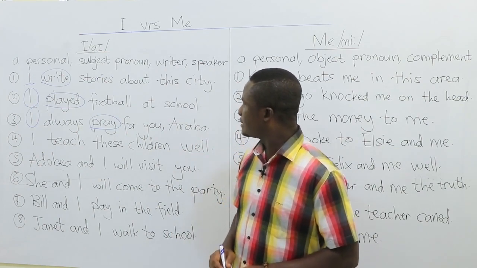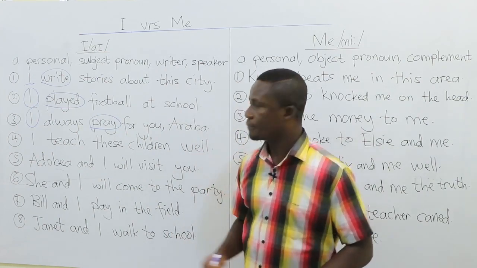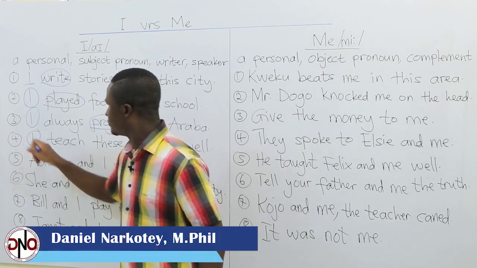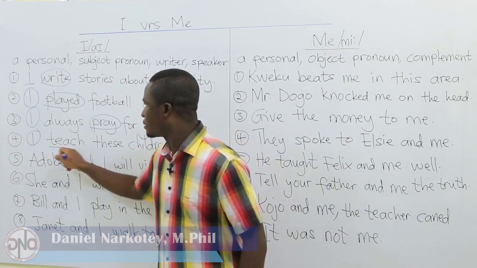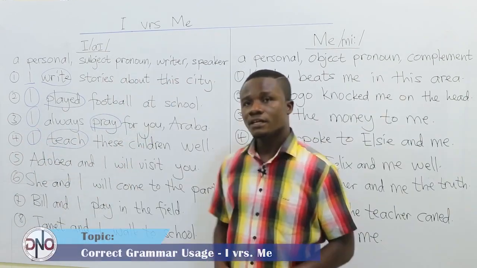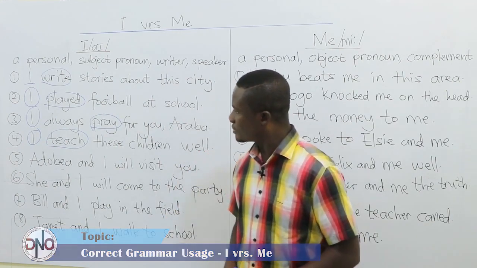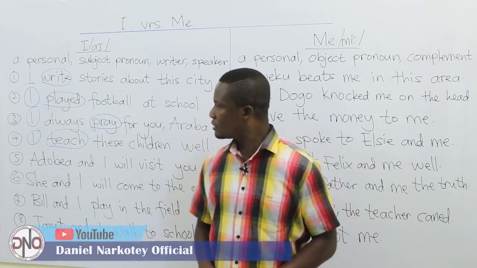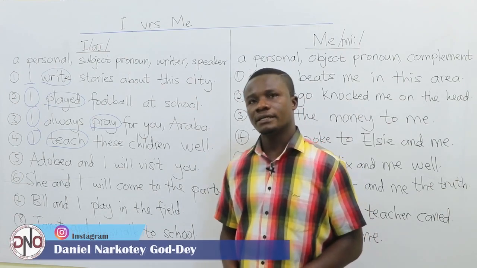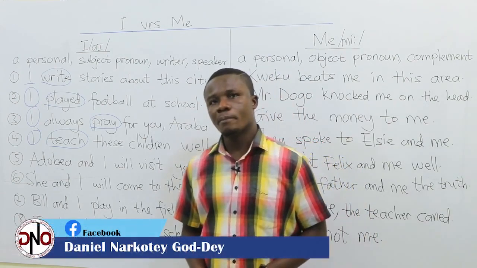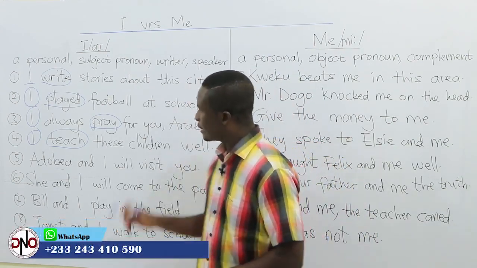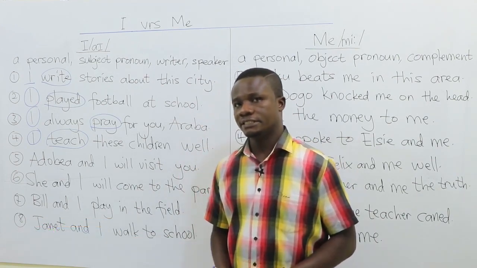Four, I teach these children well. So you have I here being the subject performing the action of what? Teach. Now when you look at sentences 5 to 8, I have used I together with a noun, forming a compound subject. But you realize that I is still in the subject position.